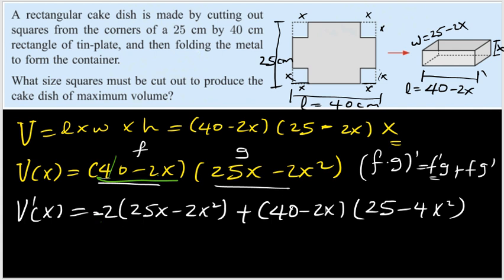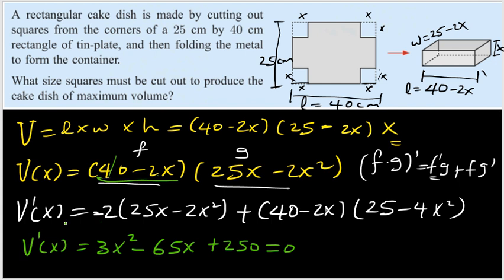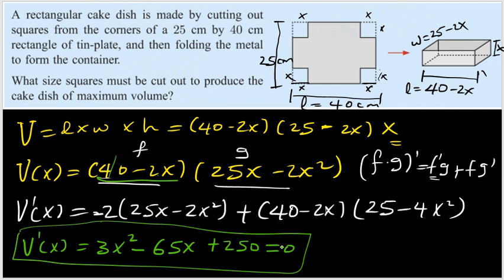Now we have to expand and simplify this expression. When we expand and simplify, it will give us 3x squared minus 65x plus 250. We have to make it equal to 0, because we have to solve the derivative. We need to factorize, get the zeros, write it as a product of linear factors, then construct a sign chart and see the sign change. Now let's factorize this quadratic expression, 3x squared minus 65x plus 250.